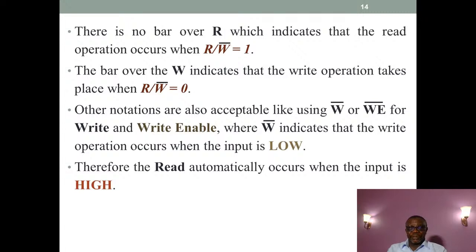I hope this is clear. So when that terminal is 1, it becomes a read. When it is 0, it becomes a write. Other notations are also acceptable, like in some systems, you just use W bar or WE bar for write enable, where W bar indicates that the write operation occurs when the input is low, that is 0, and the read automatically occurs when the input is high, that is 1.